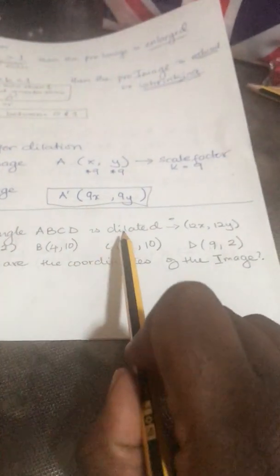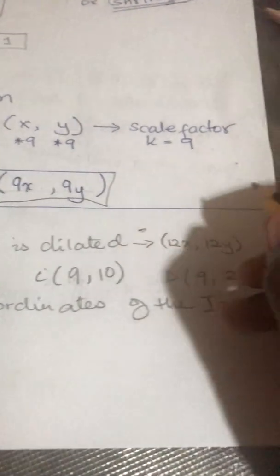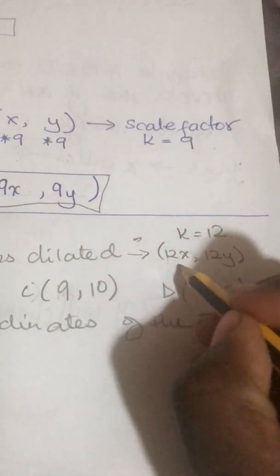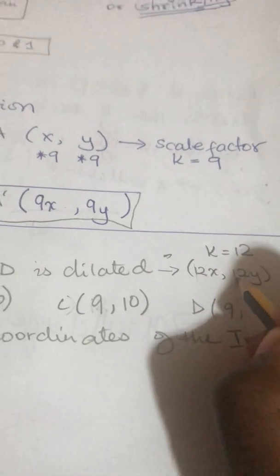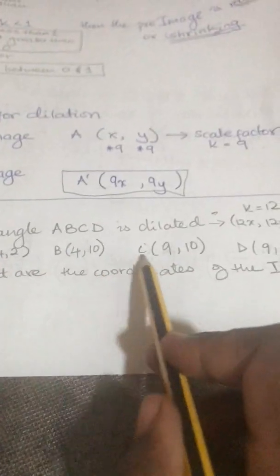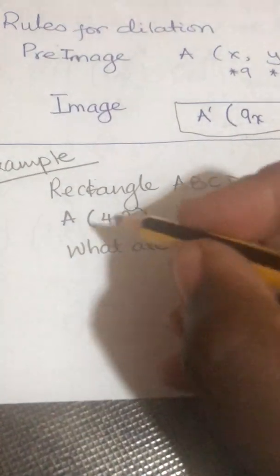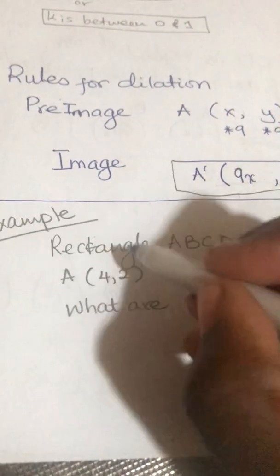A rectangle ABCD is dilated, and then they gave you this. So you already know K is 12. Just by looking at the rule, K is 12. Okay? And this is the points. And they told you to find the image. So you will multiply this by 12.